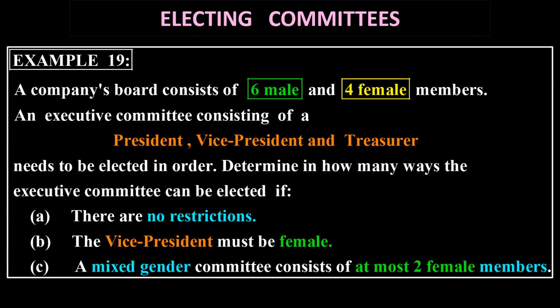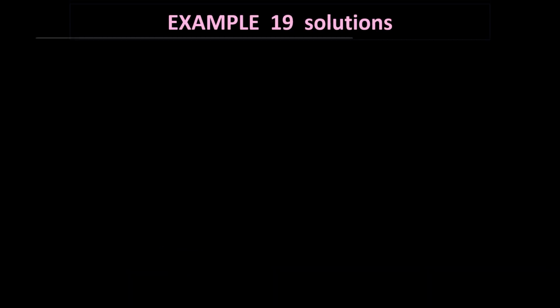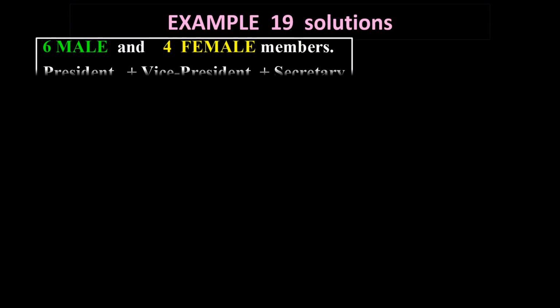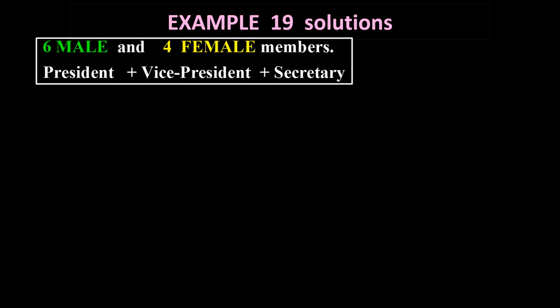(b) There's a restriction now: the vice president must be female. (c) It must be a mixed gender committee and at most 2 female members can be on the committee. So let's look at that. Now let's look at the first question there.